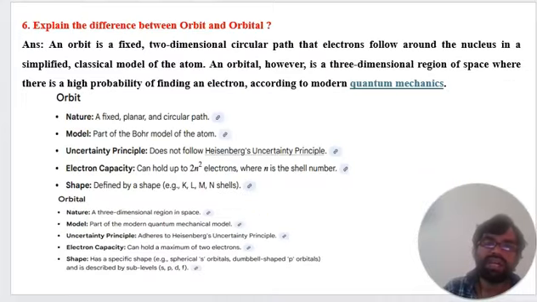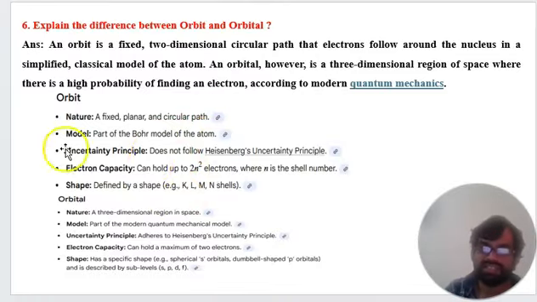Now coming to the sixth question, explain the difference between orbit and orbital. So orbit is different and orbital is different. An orbit is a fixed two-dimensional circular path that the electrons follow around the nucleus, a simplified classical model of the atom. And what is an orbital? It is the three-dimensional region of space where there is a high probability of finding electrons according to modern quantum mechanics.